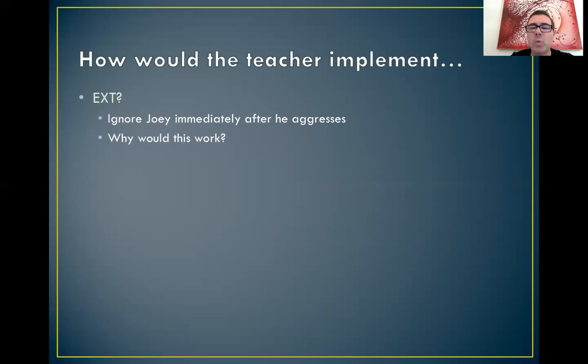Now, why would this work? Well, because now problem behavior no longer produces the consequence, and we should see a gradual decrease in the problem behavior. Remember, it's gradual because there might be an extinction burst, right? The kid might engage in all sorts of different behaviors to get the hug. The hug will never come, and then behavior will go down. Probably not the best treatment, exactly for the reason that I mentioned. You may see problem behavior go up before it goes down.